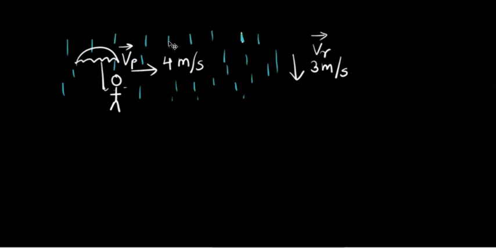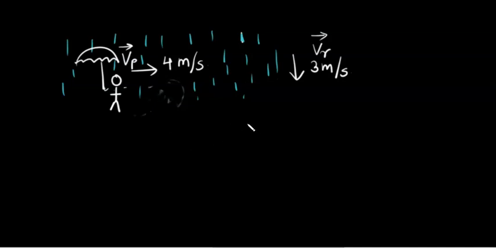The person wants to avoid that, so he has to put the umbrella in a certain direction, somewhat this way. The person has to use the umbrella in this direction. So let's find out what that direction is, and let's find out the velocity of the raindrop with respect to that person.